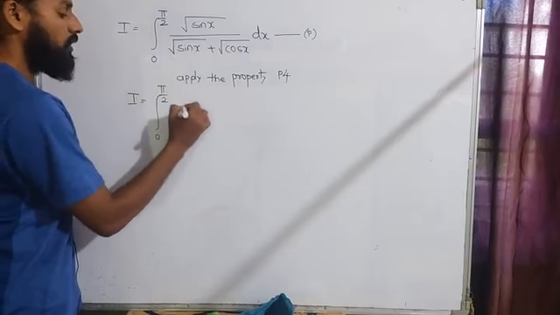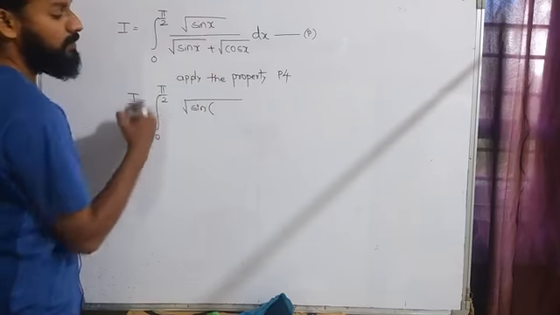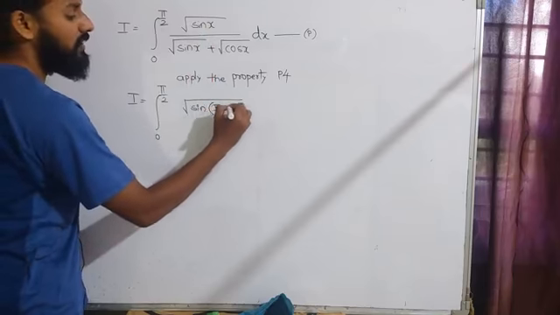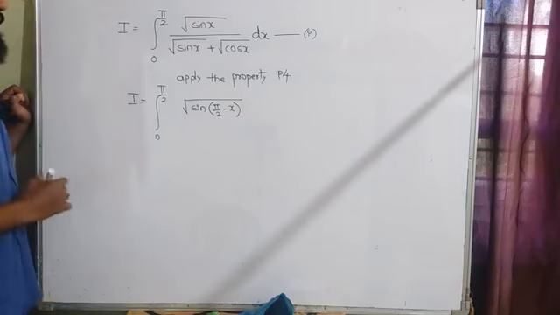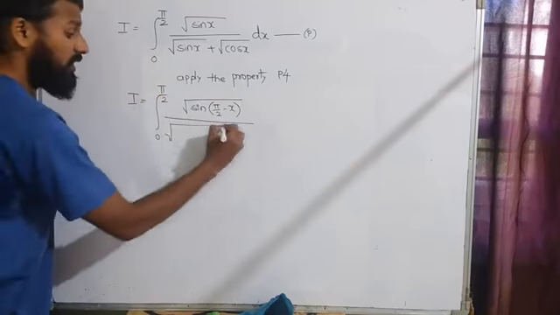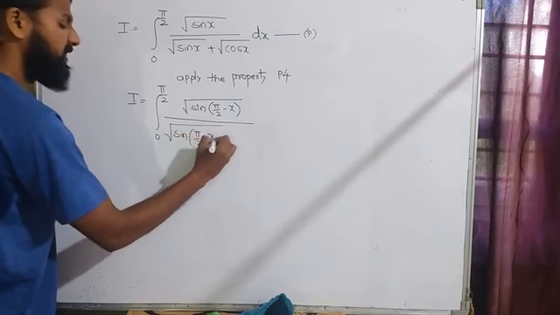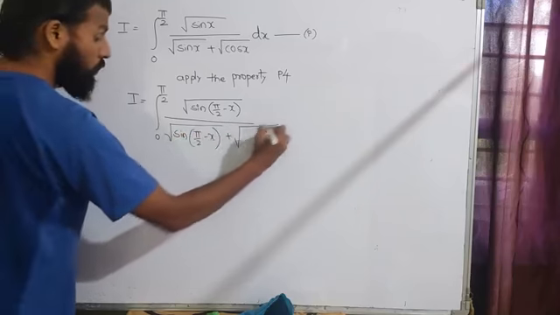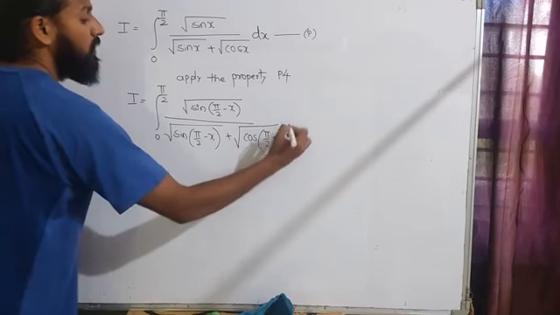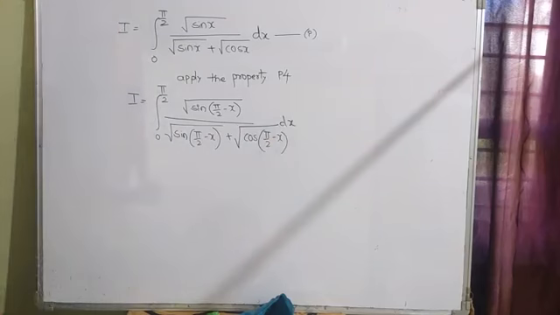If I apply the property, I will be getting I equals the integral from 0 to pi by 2 of under root sine, let me write sine as it is, but in the place of x, it has to be replaced by a minus x. So here in the place of a, we have pi by 2, whole divided by under root sine of pi by 2 minus x plus under root cos of pi by 2 minus x, that will be dx.